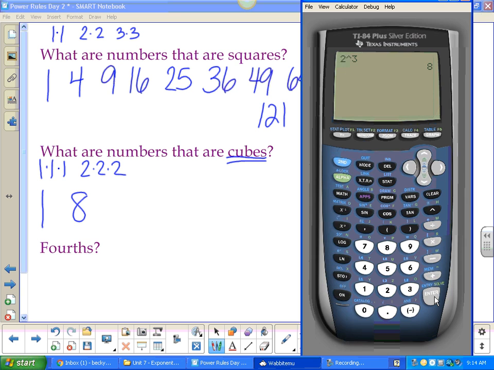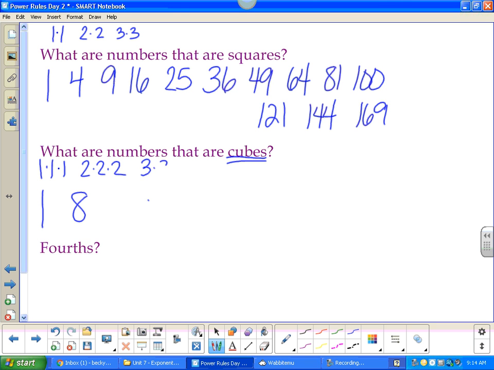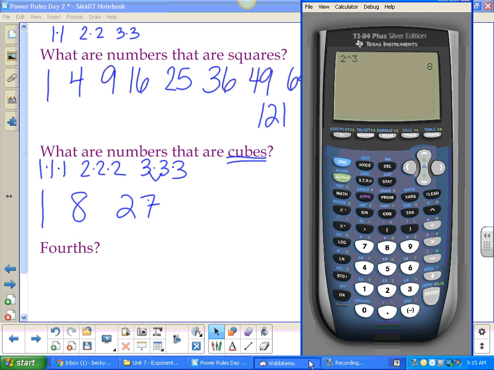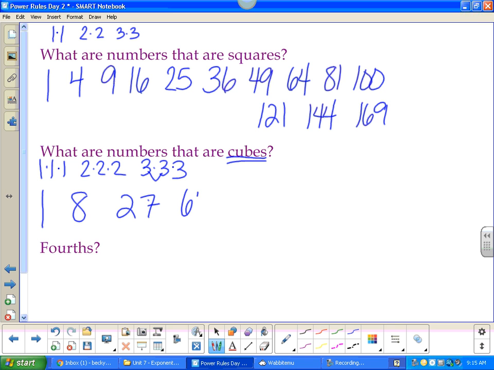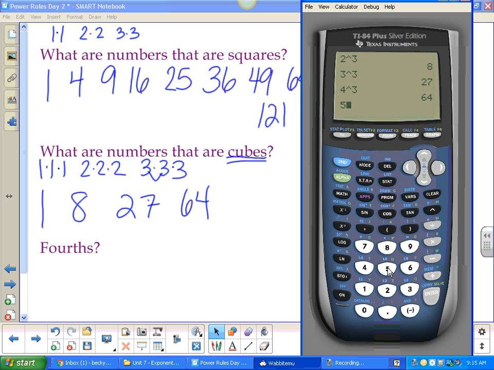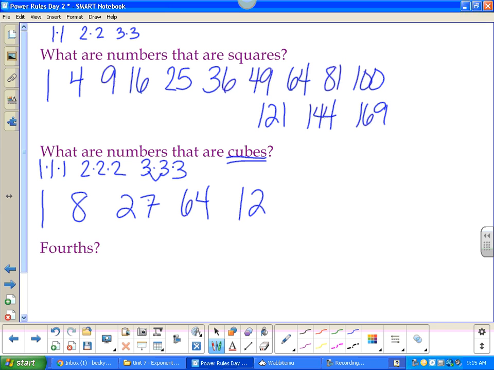So if I want to do 3 times 3 times 3, I can do 3 times 3 is 9, 9 times 3 is 27. Or I can take my calculator and do 3 to the third and get 27. Let's go ahead and do 4 to the third while we're here, and that's 64. And let's do 5 to the third, and that's 125.